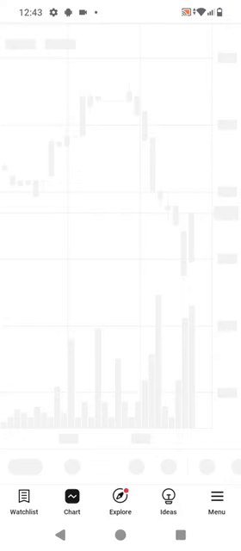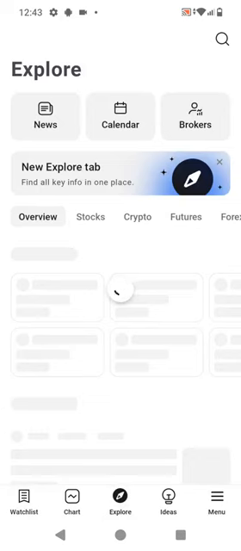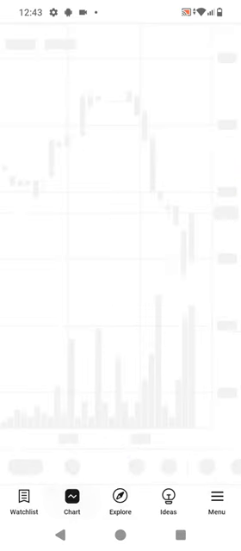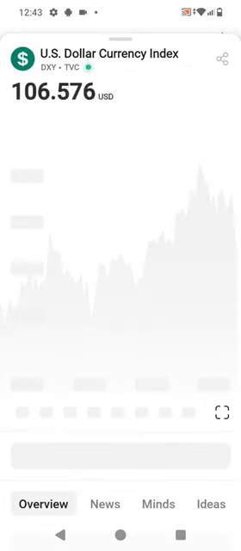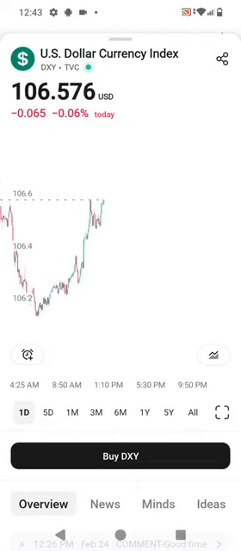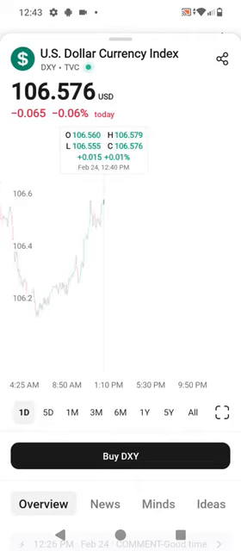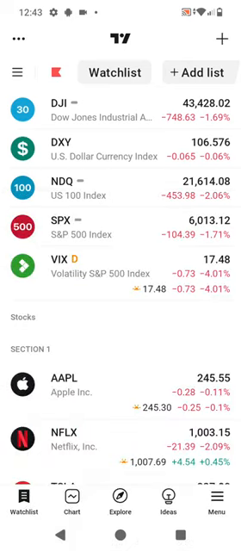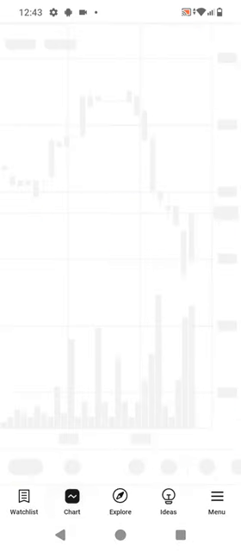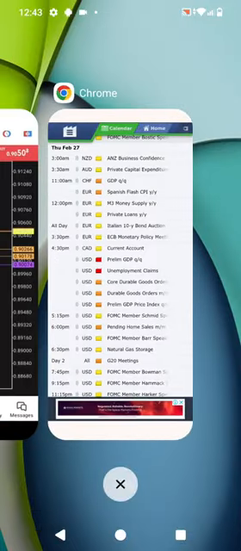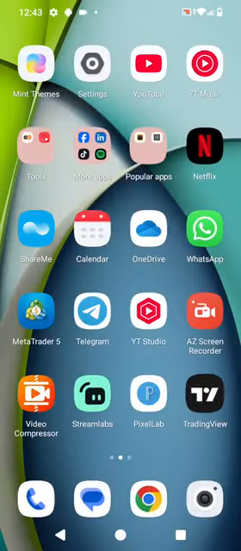What's up with you? Why am I not able to access this chart? It is very important. I want to see what is happening on this dollar index before anything else.